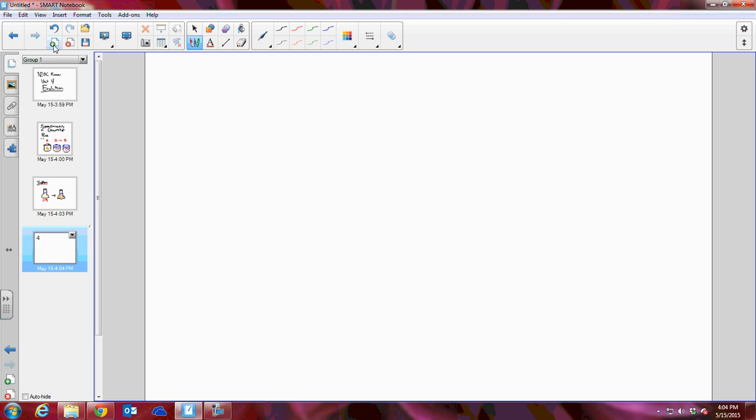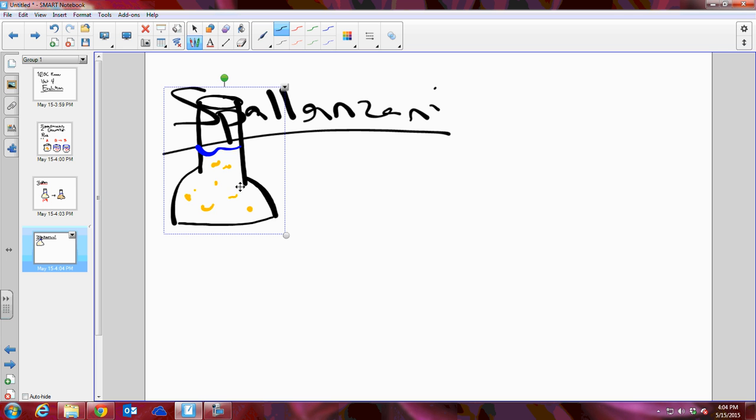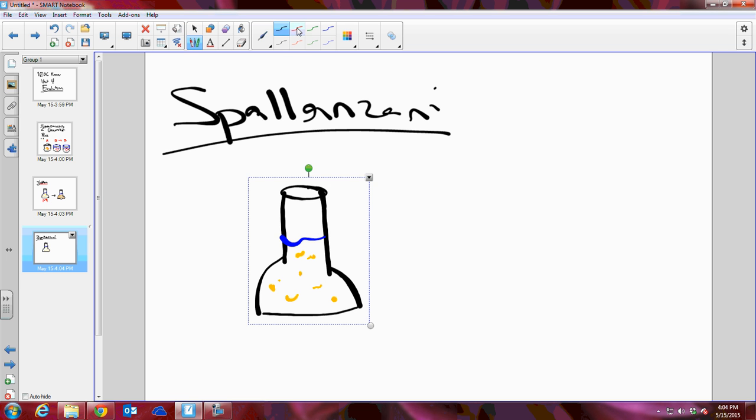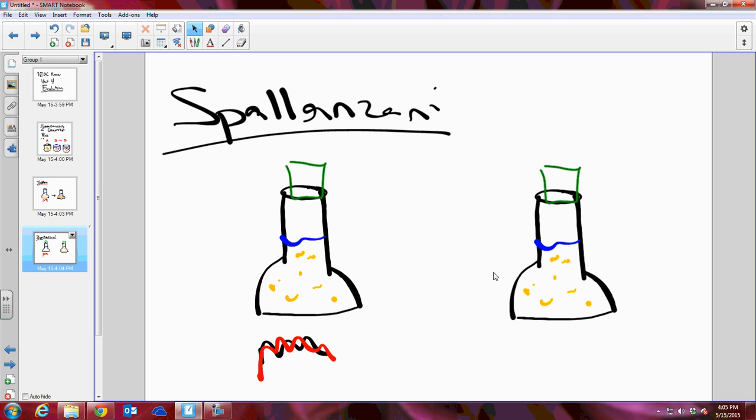Well, Spallanzani, the next man to come around, said no, Needham's experiment was wrong. And so the way he disproved that is he actually set up the same experiment and boiled it. All right, but this time he actually put a stopper on the flask, and what that allowed that to do is nothing else could get in there. And so we wait a few weeks and we still see the same situation.